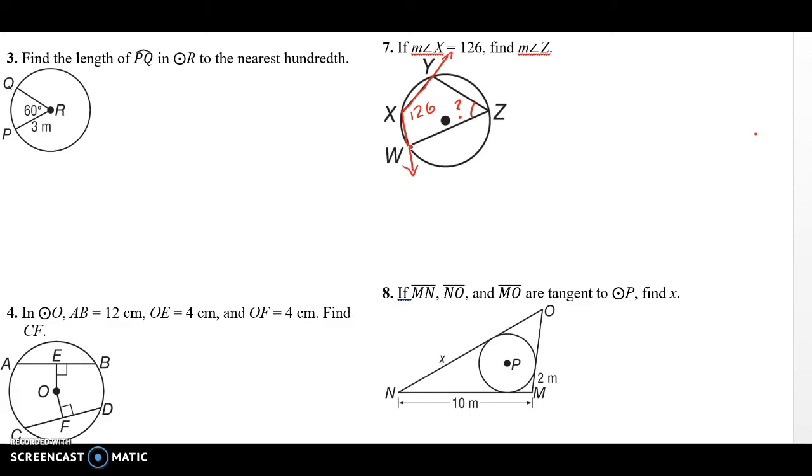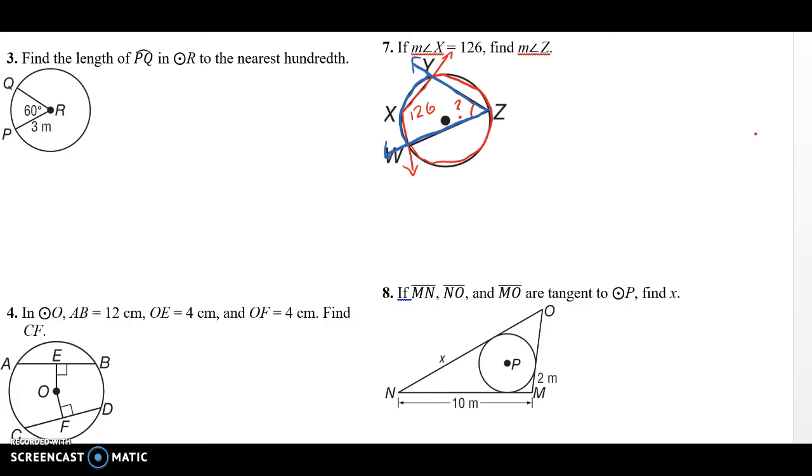Okay, and its intersected arc is this arc right here. Right? Well, its opposite angle, angle Z, is this inscribed angle. And its intersected arc is this arc right here. Well, if you add those two arcs, you're going to get 360 degrees. So if you add the two inscribed angles that make those arcs, you should get half of that, which is 180 degrees. Which is why we know that those two angles have to be supplementary, or add to be 180 degrees.